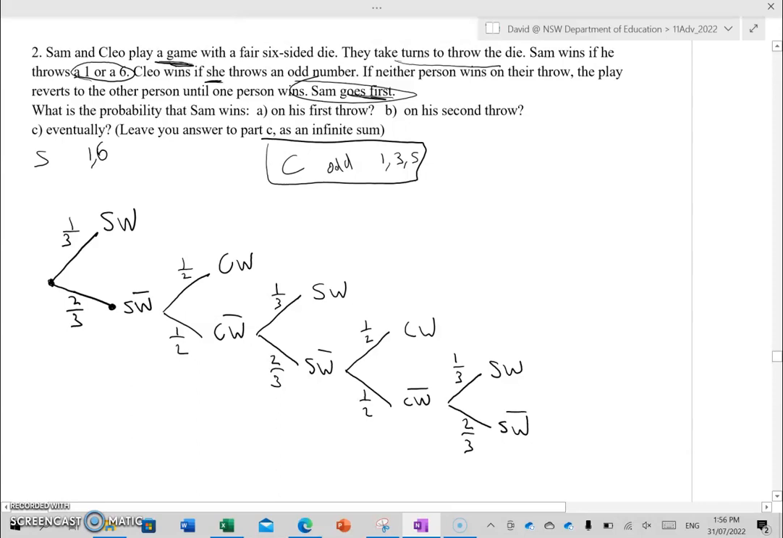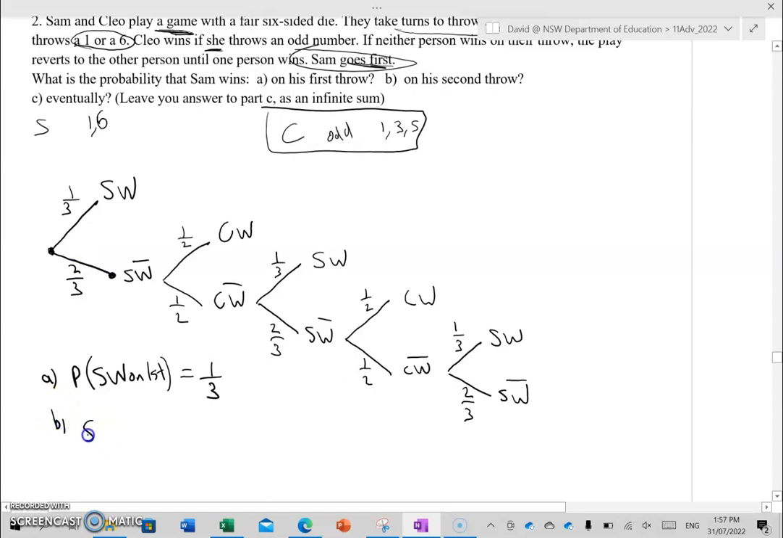So what's the probability that Sam wins on his first throw? So probability that Sam wins on first. Well, there's a 1 out of 3 chance for that. That's easily established.